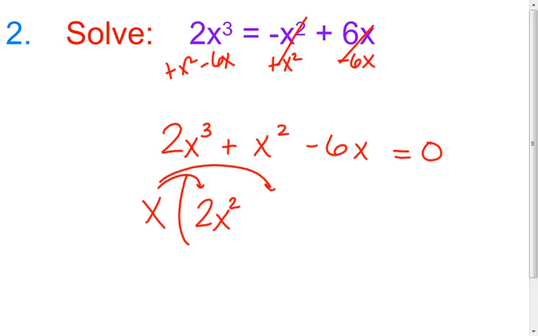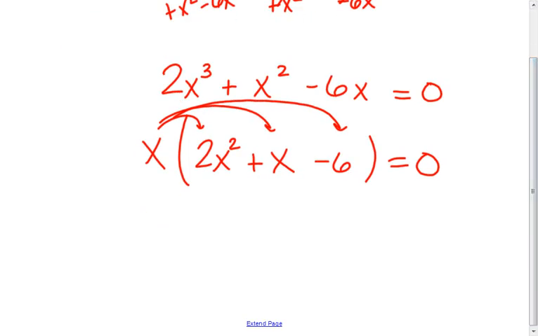x times what gives me x squared? That would be 1x. x times what gives me negative 6x? That would be negative 6. So here's where I'm at. And now, again, a super common mistake is people forget to bring down what they pulled out. So bring down that x, and the part that's in parentheses, you're going to end up factoring.